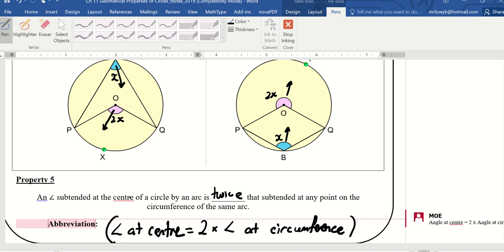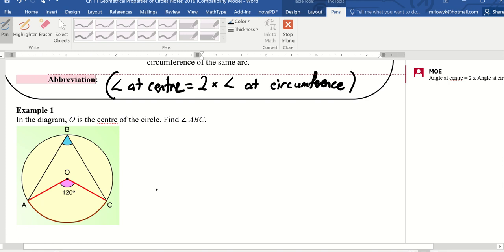So can follow this. Now let's bring it to some useful example. Let's look at the first one. Is it very easy? What is the answer? 60. Then this is the reason. Is that okay? Next.